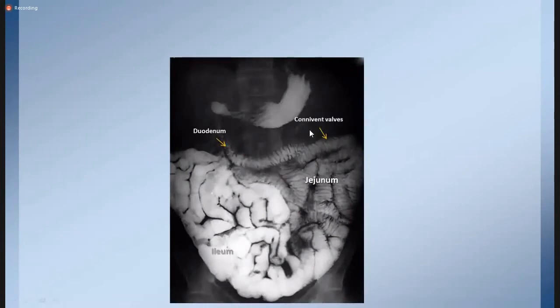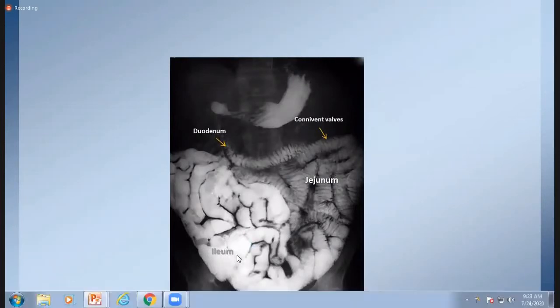So another normal examination of the barium meal follow-through, demonstrating the stomach, duodenum, and these are the jejunal loops, and these are the ileal loops. This is a perfect examination of normal feathery appearance of the jejunum and with less feathery appearance of the ileum.